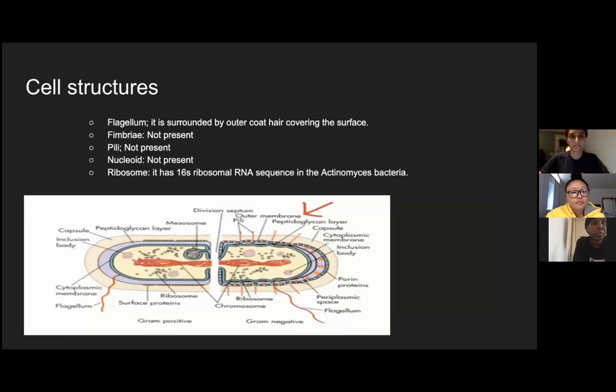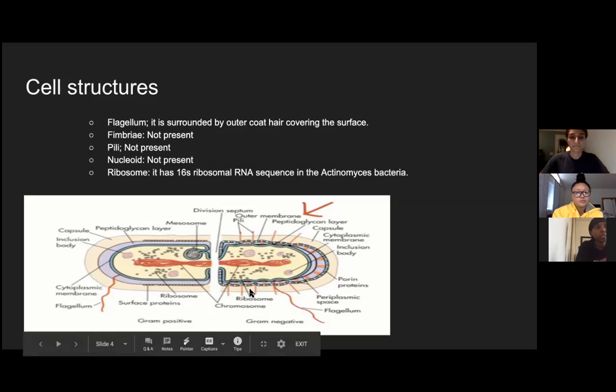The cell structure of Actinomyces israelii: the flagellum is not present, the fimbriae are not present, and the pili will also not be present. The nucleoid will not be present, but the ribosome is present. It has a 16S ribosomal RNA sequence in the Actinomyces bacteria.